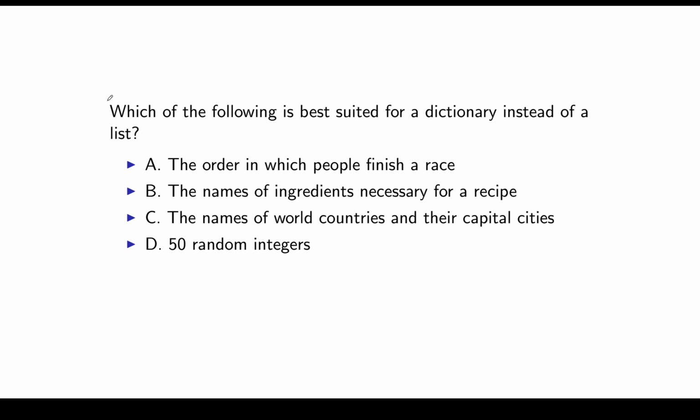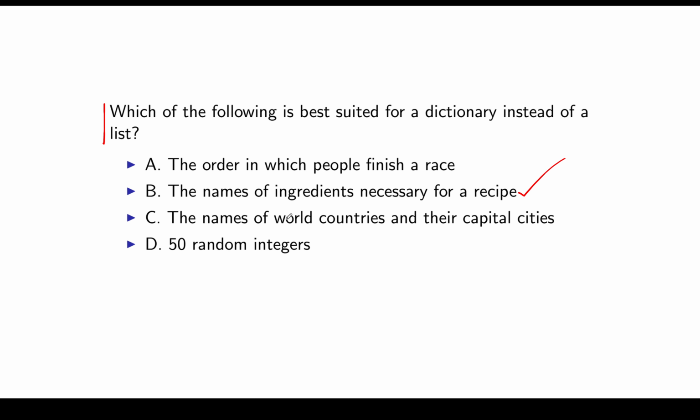Okay. Now, when do you use dictionaries instead of a list? This question talks about that. Which of the following is best suited for a dictionary instead of a list? The order in which people finish a race. Well, order works for lists well because you can just append to the end of the list. The names of ingredients necessary for a recipe. Even if order is important, it shouldn't matter. It's just a bunch of stuff that goes in a recipe.